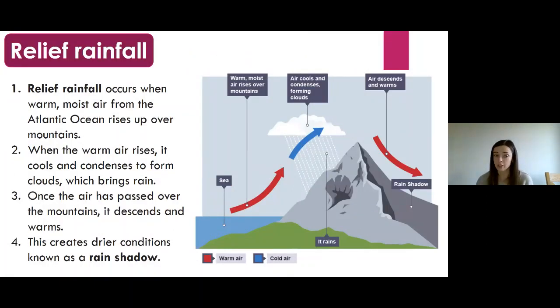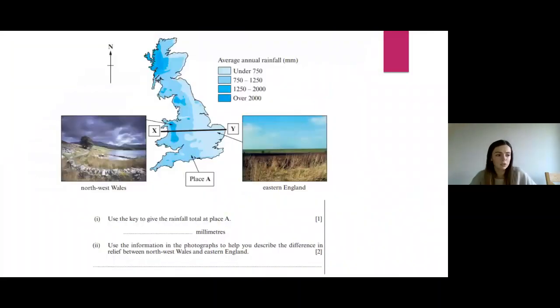Relief rainfall occurs when warm, moist air crosses from the Atlantic Ocean, rises over hills, and that brings rain. And on the other side of the mountain, you do get drier conditions, known as a rain shadow, because the air then sinks, bringing more stable weather and less rain. Okay. I'll go through this very quickly.